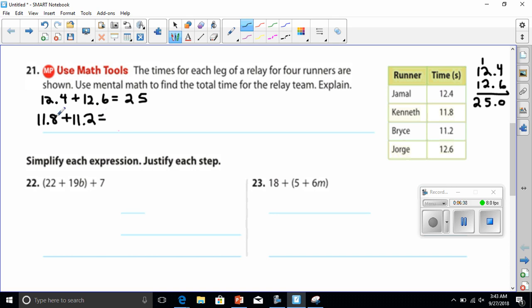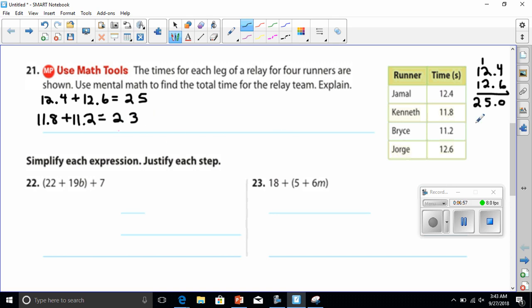Again, mentally I say, well, 8 plus 2 is 10, so that number is going to be 0. So I will carry the 1. So I have 1 plus 1 plus 1, which would be 3. And that'll give me 1 plus 1 over here, which is 2. So I know the combined total will be 23.